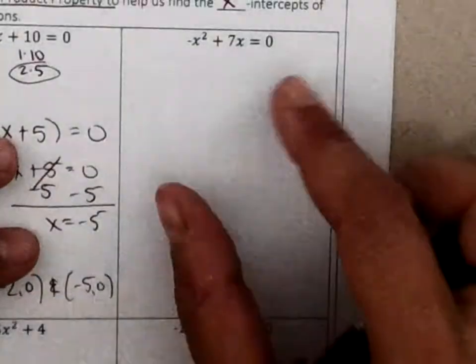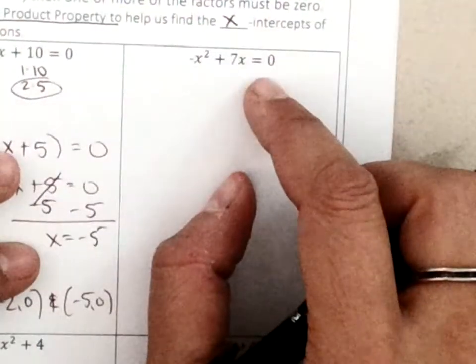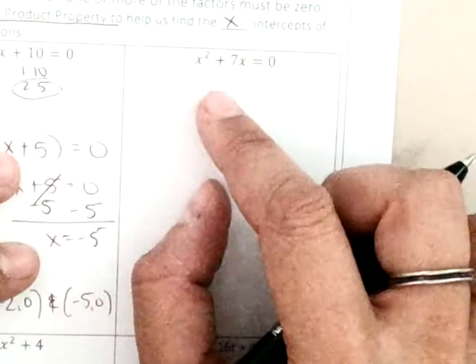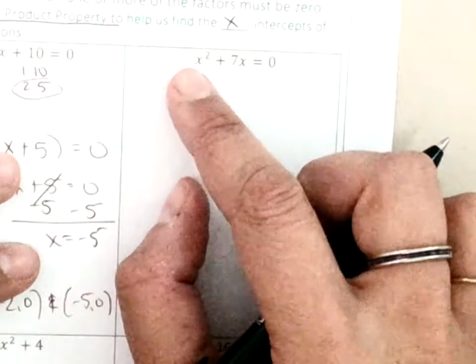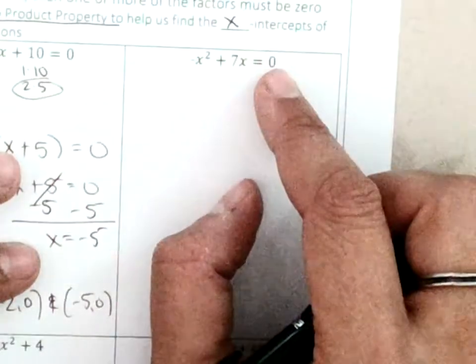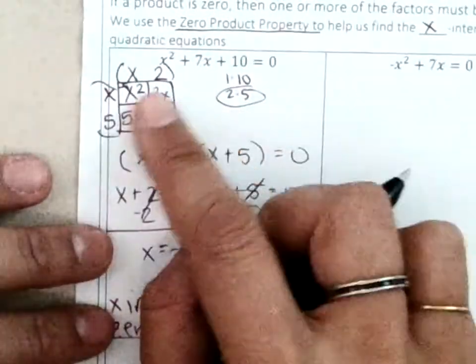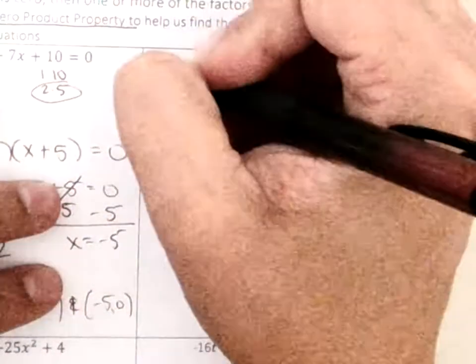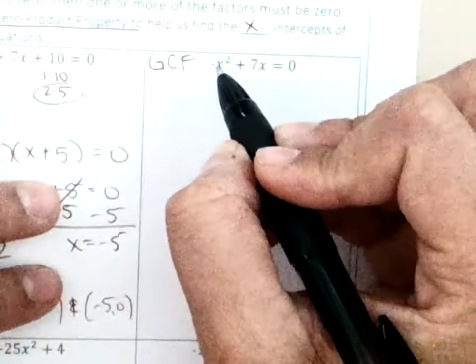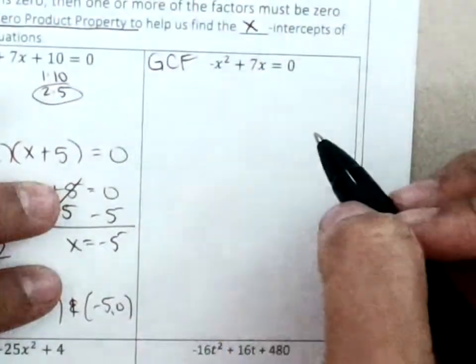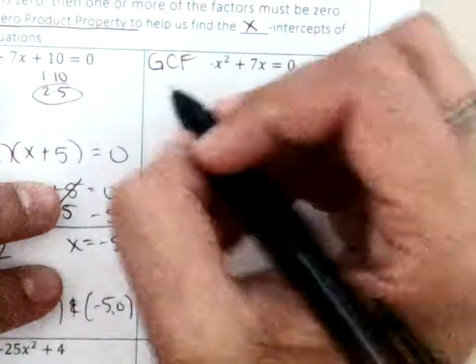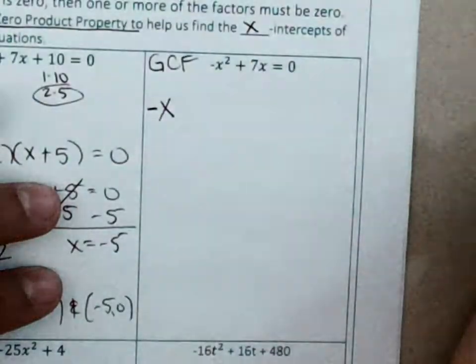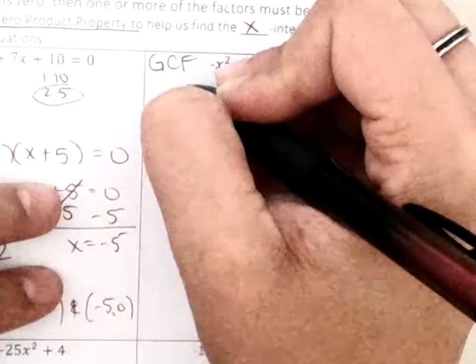In my second example, I'm going to be using a different method to solve. You'll see that we have an ax squared plus bx, but no c value. So this means we can't use the box method. We're now going to have to default to just the greatest common factor. So of -x squared and 7x, I know that I can pull out an x. And I'm going to pull out a -x just to make things a little easier. It doesn't matter if you do that or not.